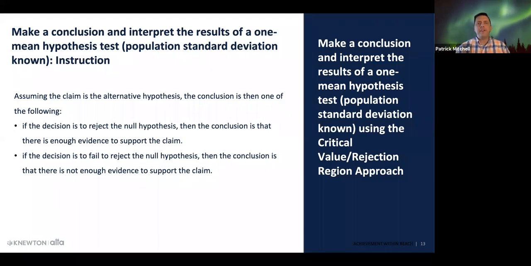On the other hand, if the claim is the alternative hypothesis, then your conclusion would look like one of these. If the decision is to reject the null hypothesis, then the conclusion is that there is enough evidence to support the claim being the alternative hypothesis. However, if the decision is to fail to reject the null hypothesis, then the conclusion is that there is not enough evidence to support the claim.